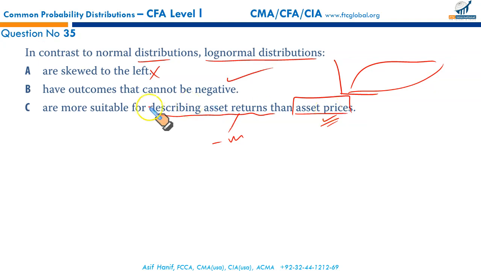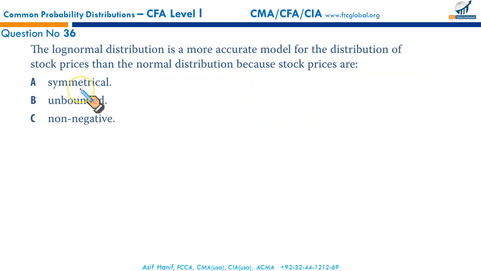I think I did it the other way around. Have outcomes that cannot be negative. Correct. Are more suitable for describing asset returns than asset prices. No, rather they are suitable for asset prices, not returns. That's what we have concluded. So B is the right option.